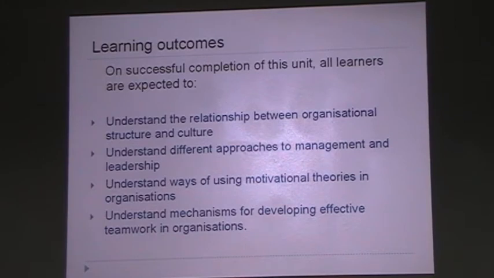We'll be looking at 4 aspects of the learning outcomes. Every learner is expected to cover 4 aspects of the learning outcomes so that you can pass the course. The first learning outcome is the relationship between organizational structure and culture. We'll be looking at how your structure and your culture affect performance.